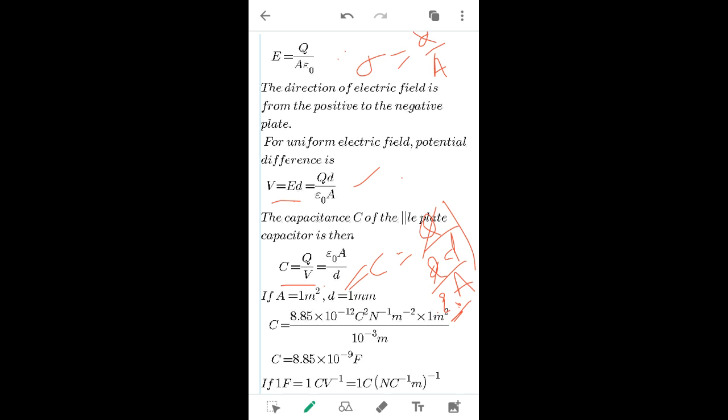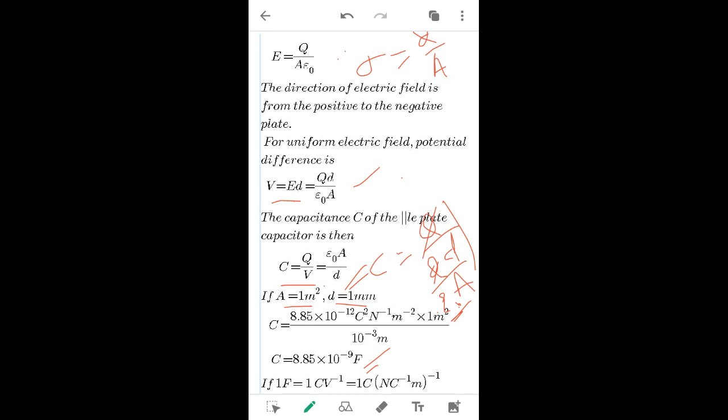And here it is, only the explanation of a parallel plate capacitor, right? So here this is what the derivation is. Now let us see what we will get for the capacitance if we have an area of 1 meter square and the distance between the plates is 1 millimeter.